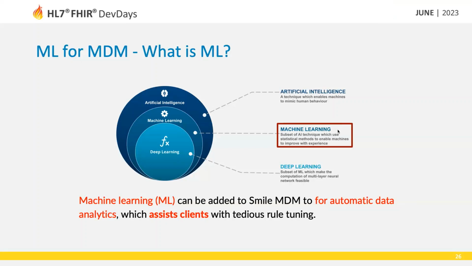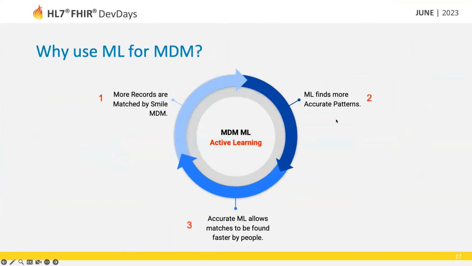All right. What is machine learning? So machine learning is a subset of AI, and instead of explicit programming, ML uses algorithms that analyze a large amount of data, learn insights, and can make informed decisions. So ML and AI can be integrated into HAPI FHIR to allow more algorithmic leveraging of data analytics.